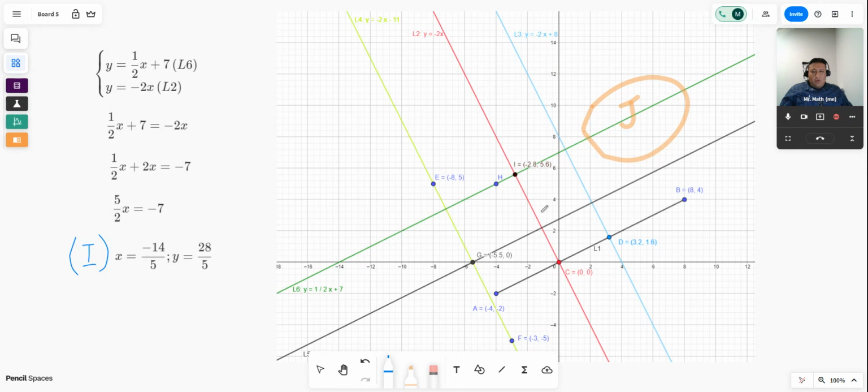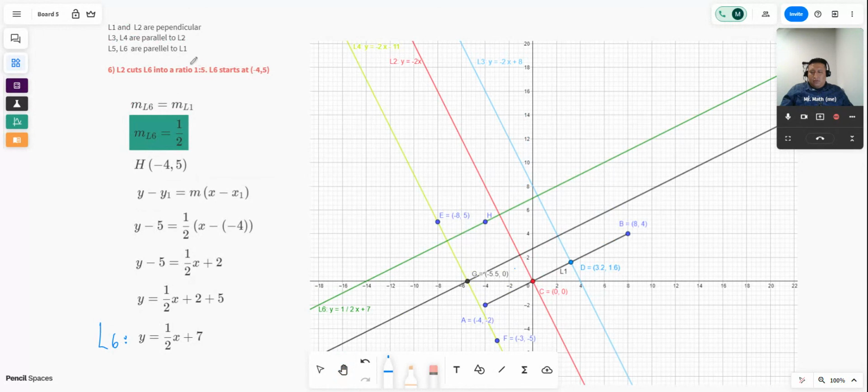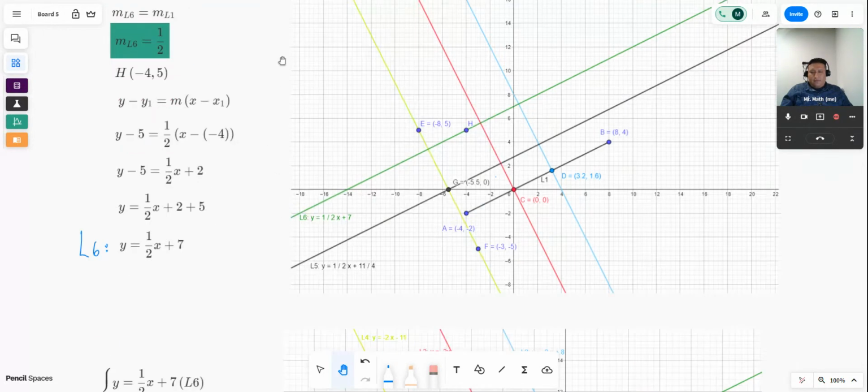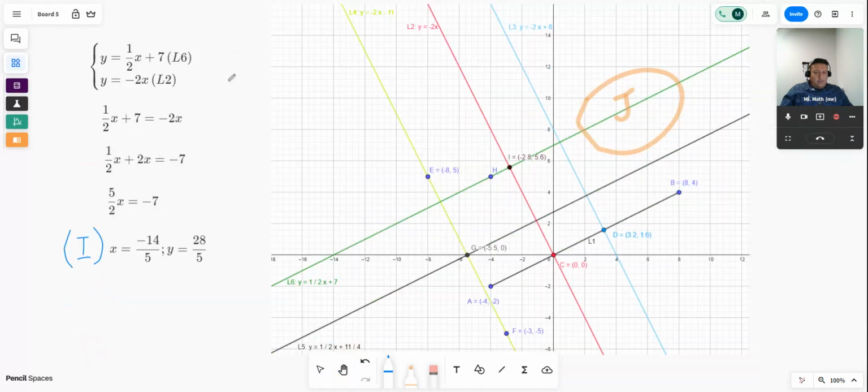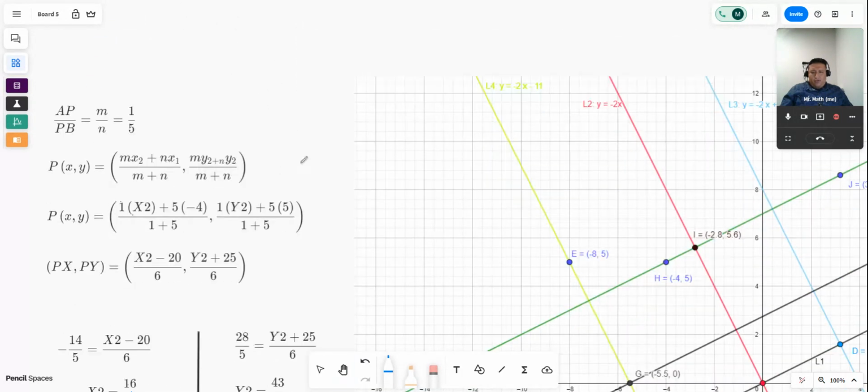Once we solve this system, we find that this point is negative 14 over 5 and 28 over 5 right here, this point I. Now, the proportion that is created because of this distance between I and a point that we don't know, point J, should be this proportion that we're presented here, 1 to 5. So now we have to solve that part of the proportion.